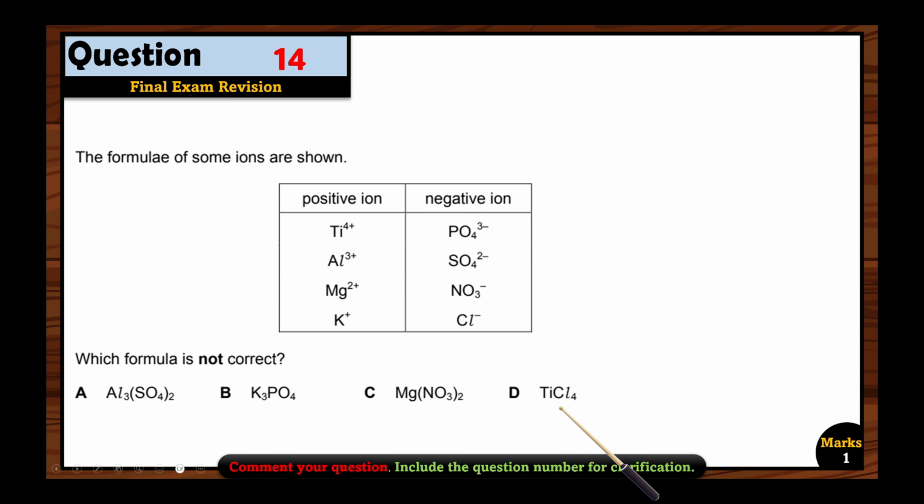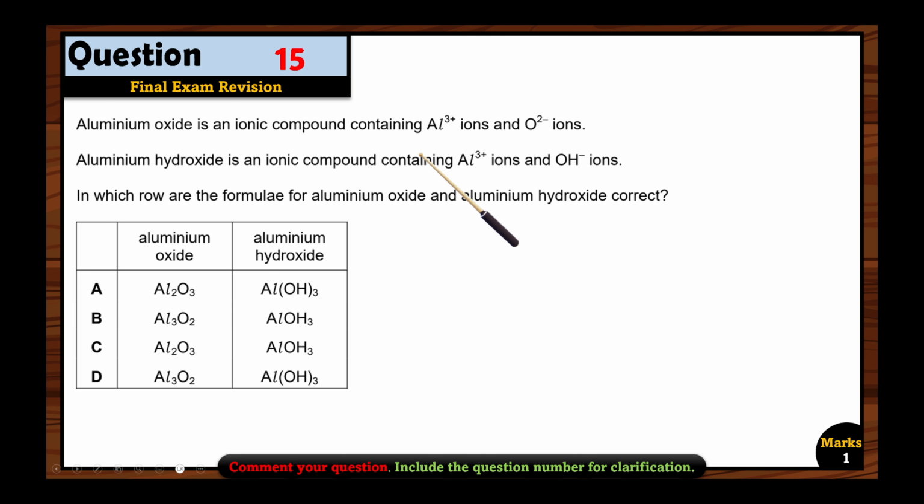Question 15. Aluminium oxide is an ionic compound containing Al3+ and O2- ions. So simple. We just have to cross these, so it will be now what? Al2O3. So Al2O3, can we find it here? Yes, option A and option C, right? It can be correct.